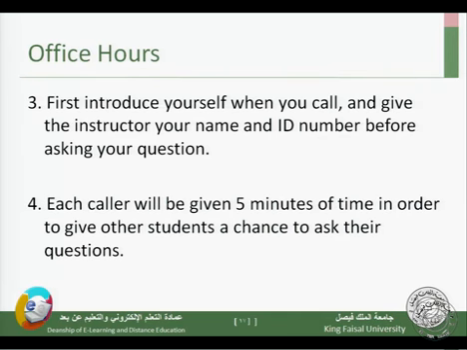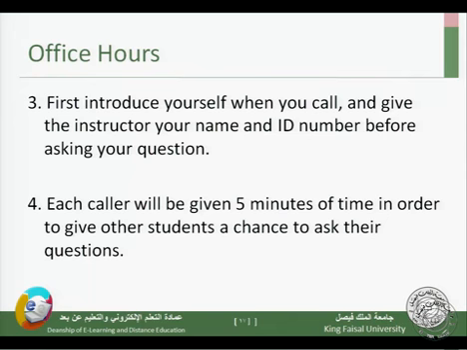First, when you call me, introduce yourself please, so I know who you are, and then you can give me your name and ask your question. You will be allowed 5 minutes so that other students will have time to ask their own questions. So try to have your question prepared, and I will try to answer it to the best of my ability within the 5 minutes. You also have the other hours each week, so we have 3 hours each week.